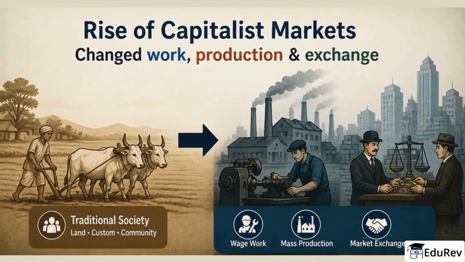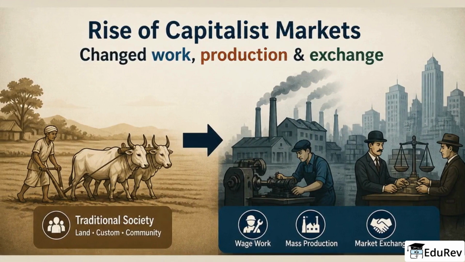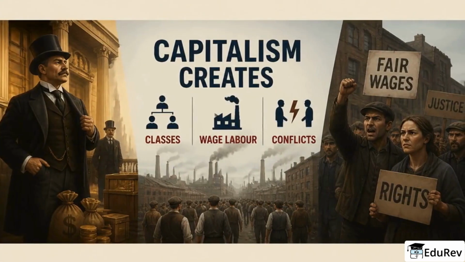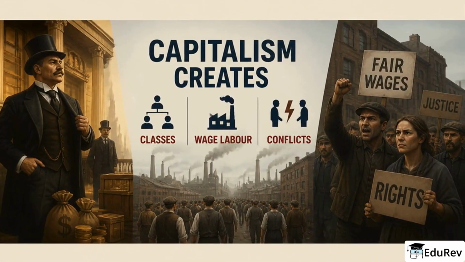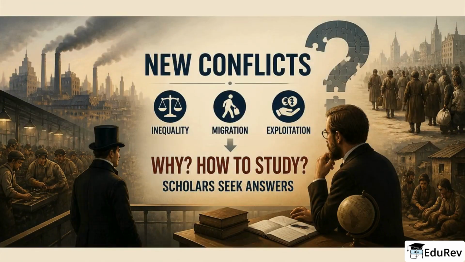At the same time, the rise of capitalist markets changed how people related to work, production, and exchange. Capitalist expansion created clear social classes, wage labor, and conflicts over resources and rights. These new conflicts made scholars ask why inequality, migration, and exploitation happened and how they could be studied.